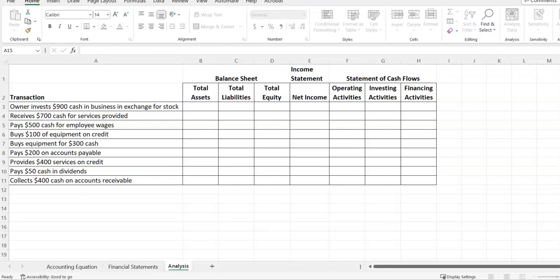So first we have the owner invests $900 cash in business in exchange for stock. Okay, so on the balance sheet, we now have cash, which is an asset, and we have stock, which is an equity. So we increase $900.